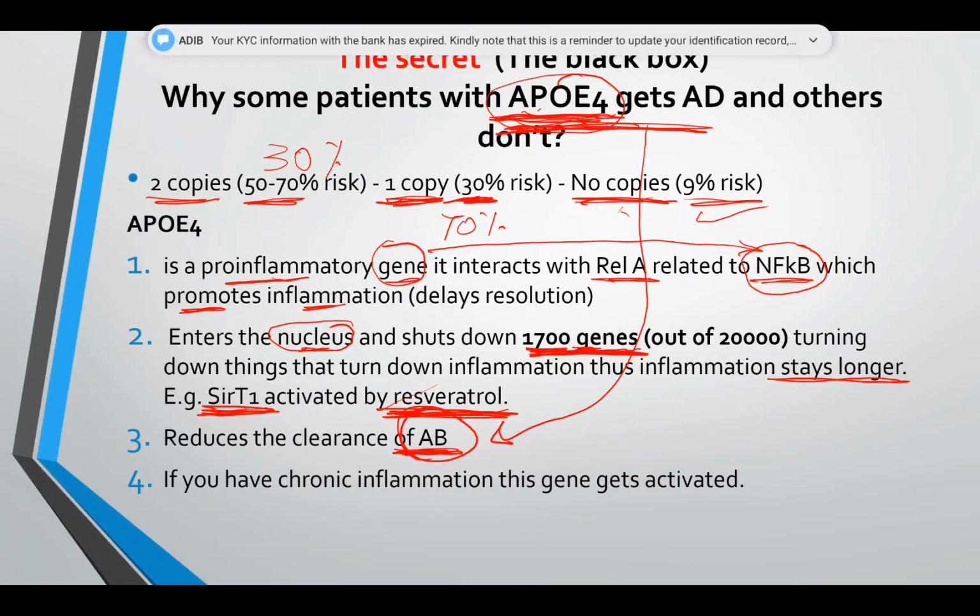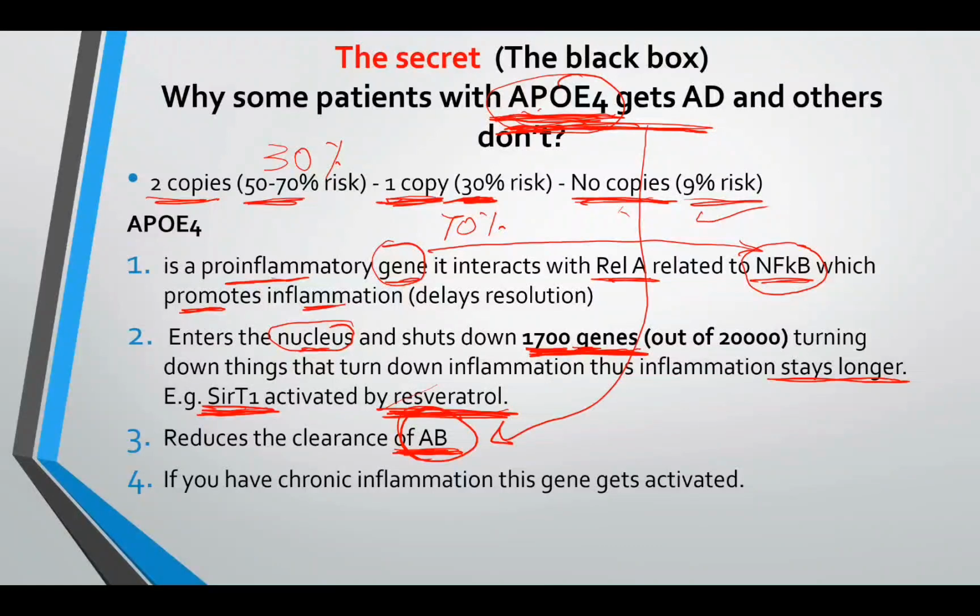This explains why some people have two copies and don't get Alzheimer's disease, because these people do not have chronic inflammation. However, if you have chronic inflammation, the gene will become activated and the process of inflammation will get intensified.